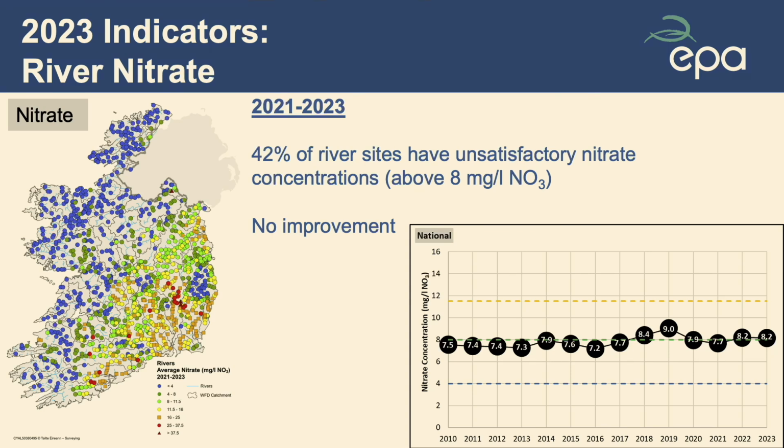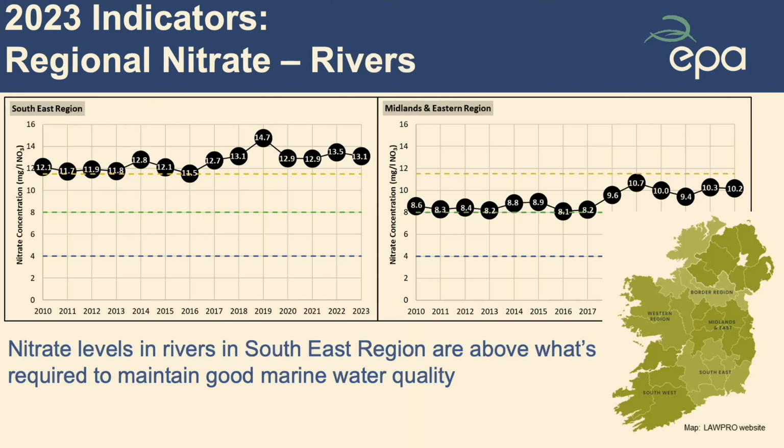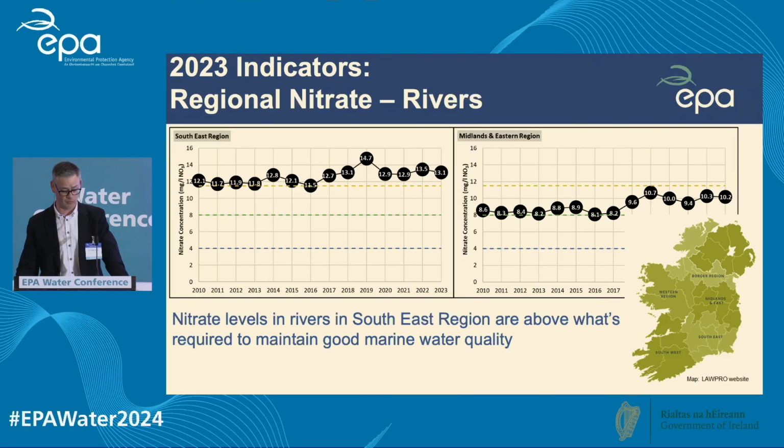But if you look into the regional impacts, as you can see on the map, we did a regional analysis. We followed the operational regions that are used by LAWPRO, and the map is from the LAWPRO website. This is the same picture as we had in the last report. You can see in the southeast that the nitrate levels are just too high, and they're impacting on our marine water quality. Similarly, in the Midlands and East region, it's creeping up and it's just below that level. So we have issues in these regions in terms of river nitrate being too high.